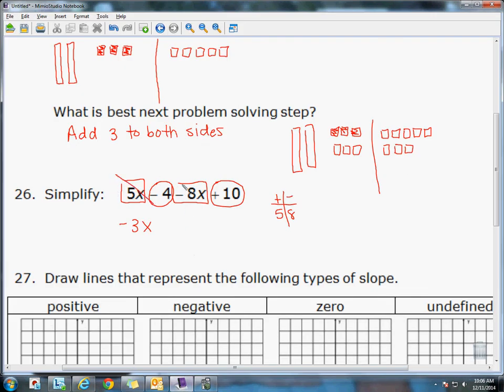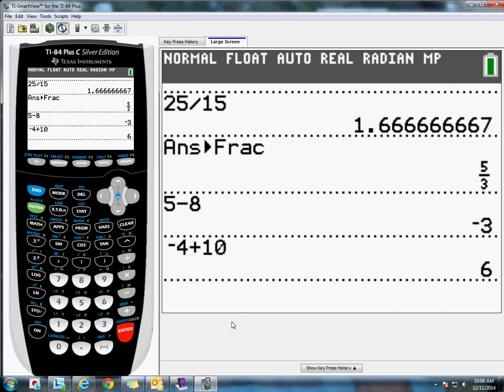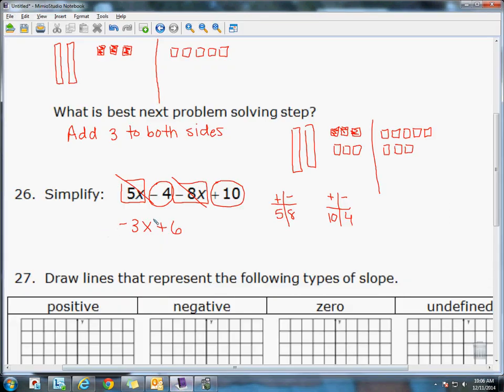So that takes care of the x's. Then you have negative 4 plus 10. So if you want to do scoreboard, you have 4 negatives and 10 positives. Your positives are winning, and they're up by 6 points, so positive 6. Or if you want to type in the calculator, negative 4 plus 10, that will also get you your 6. You can't combine x's and constants, so we took care of that, so that's your final answer.